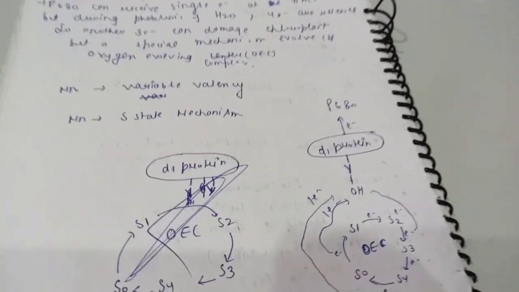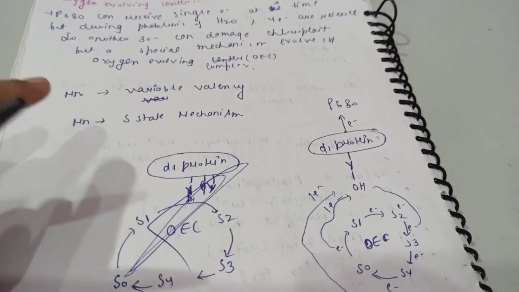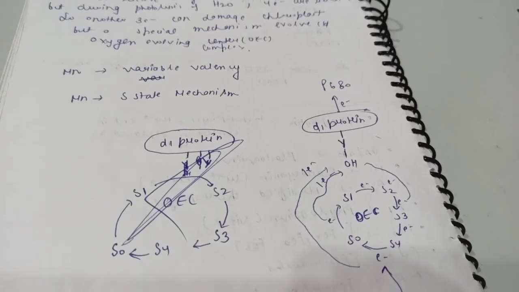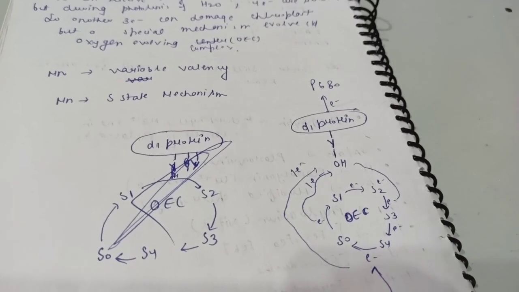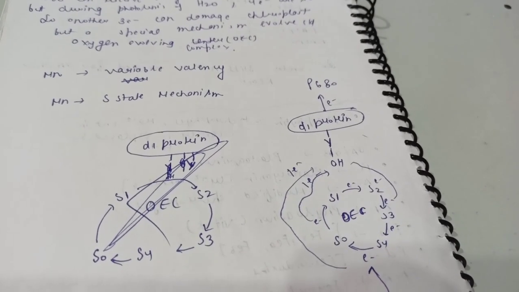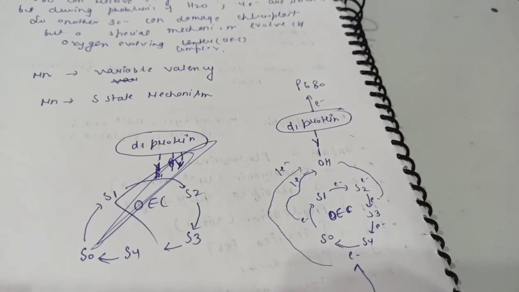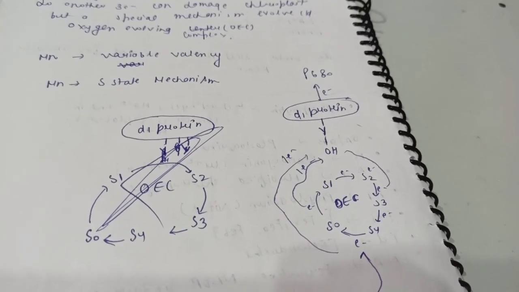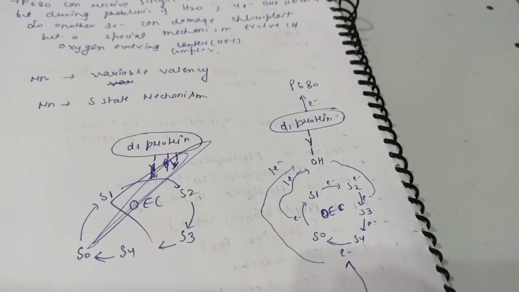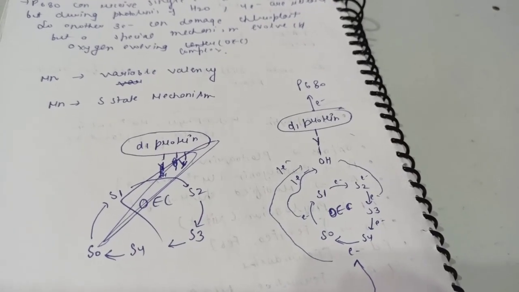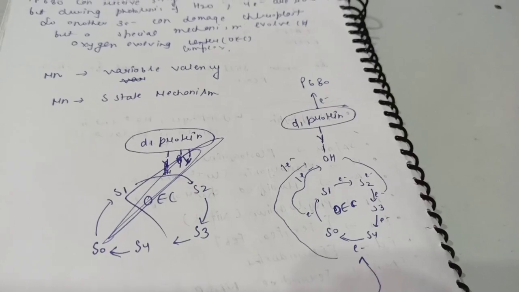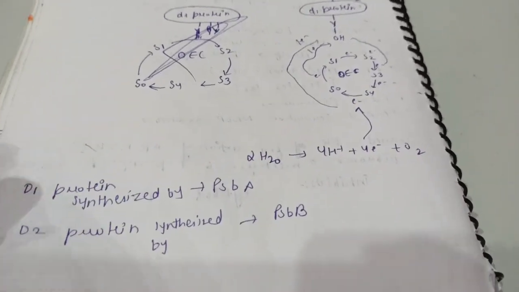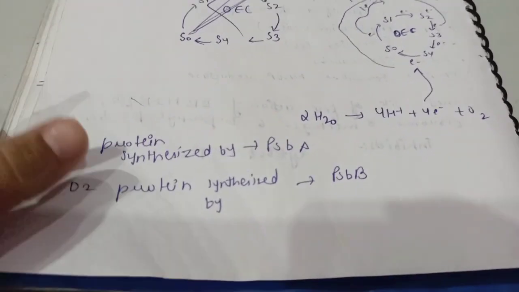In the oxygen evolving complex, manganese, that is Mn, is present. Mn has 2 characteristics. It has variable valency, like in the chemistry part it has 7 valencies. When you are reading about biology, it has 5 variable valencies. The second characteristic of it is that in manganese the S state mechanism is present. So 2 terms. Okay, this is very important.